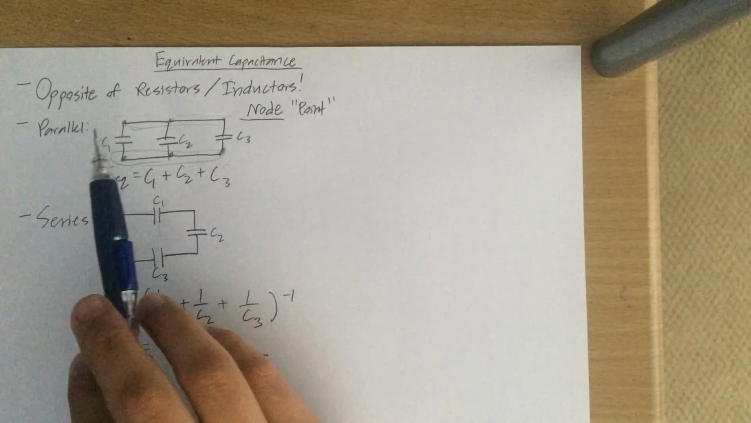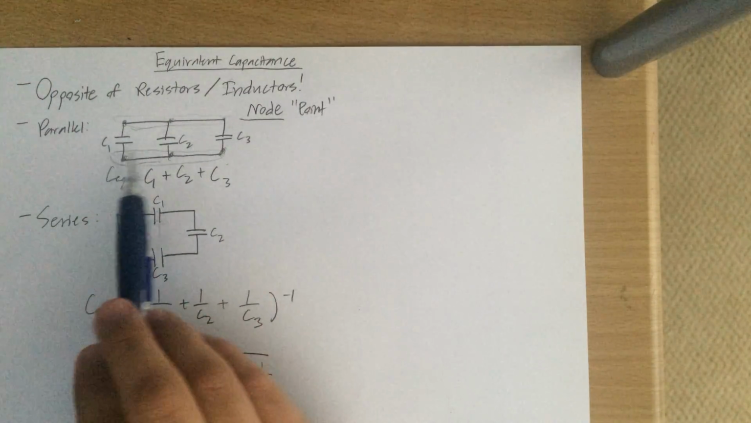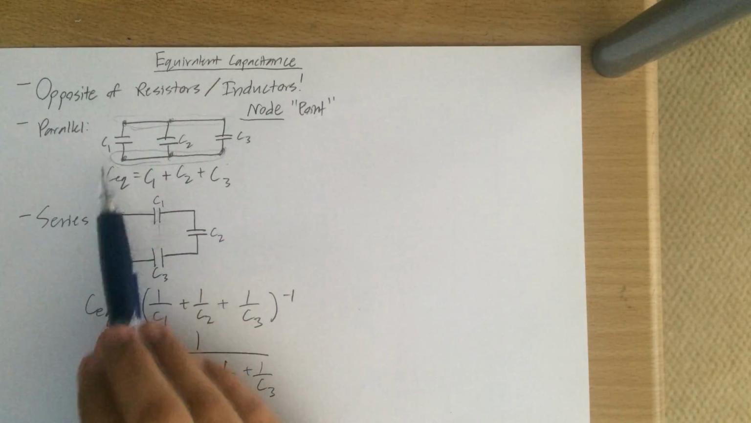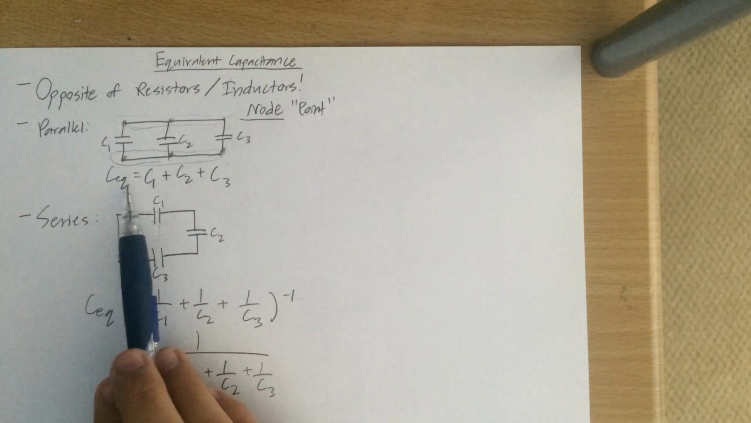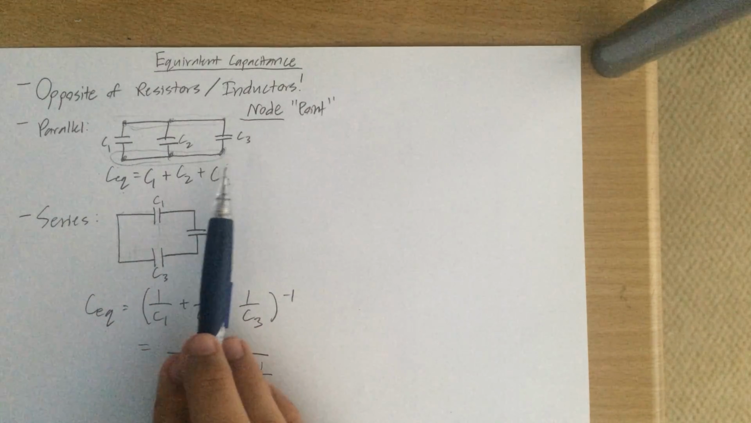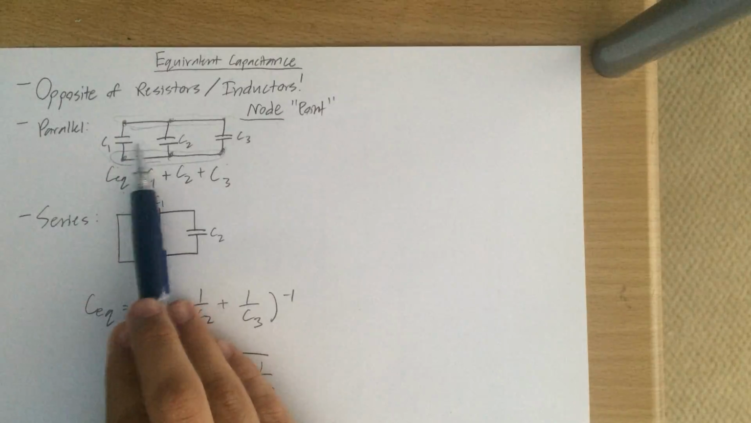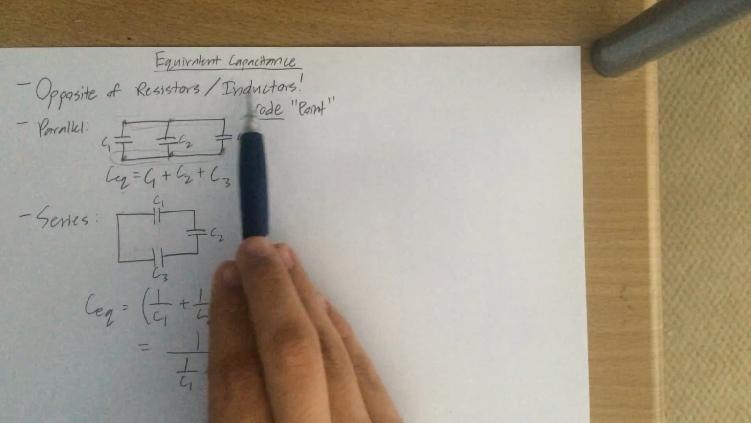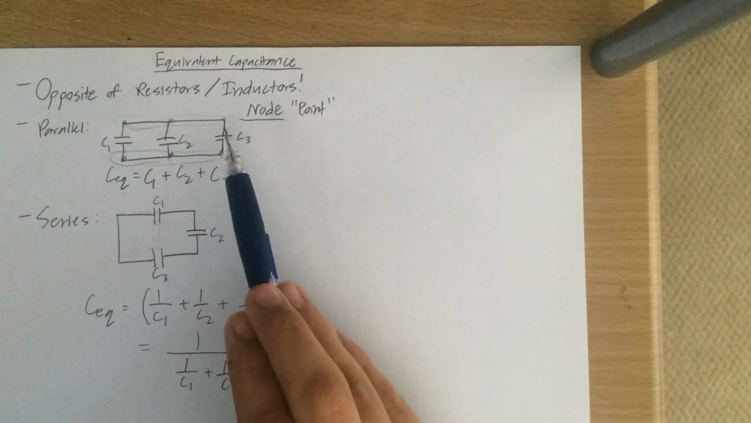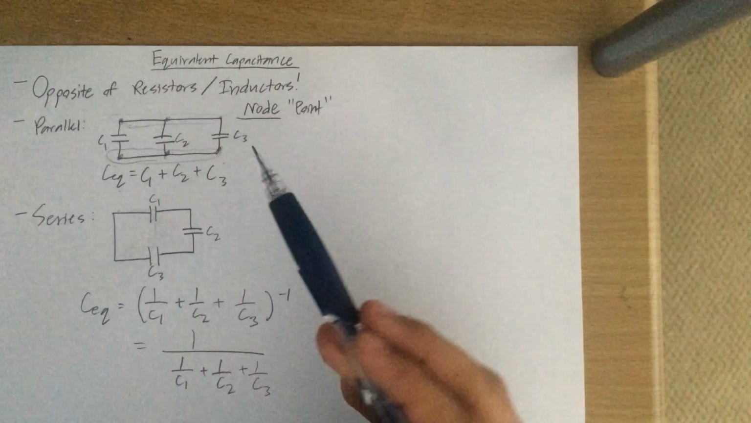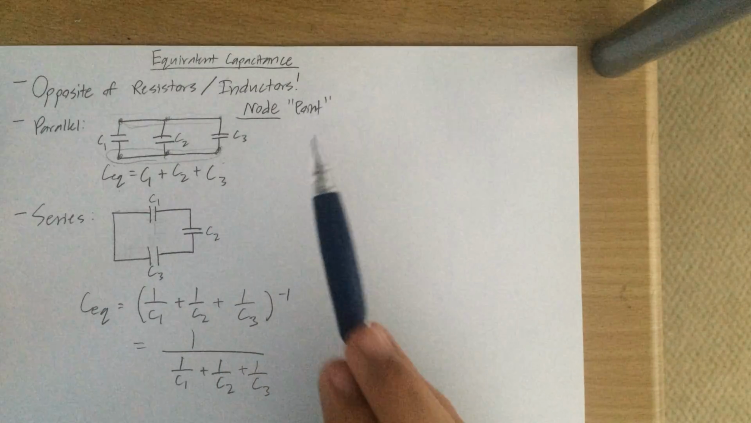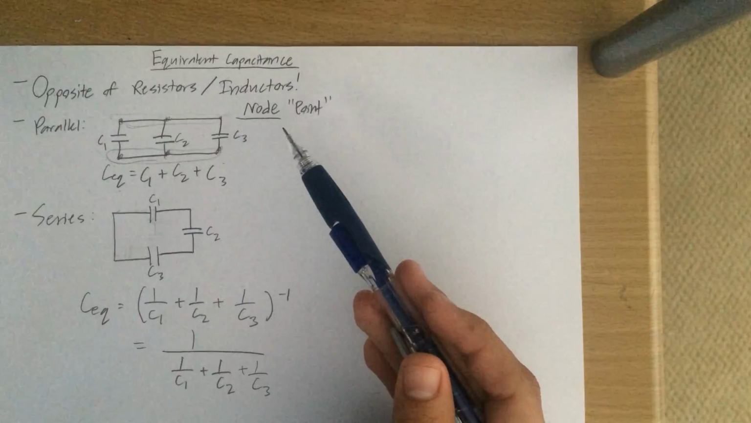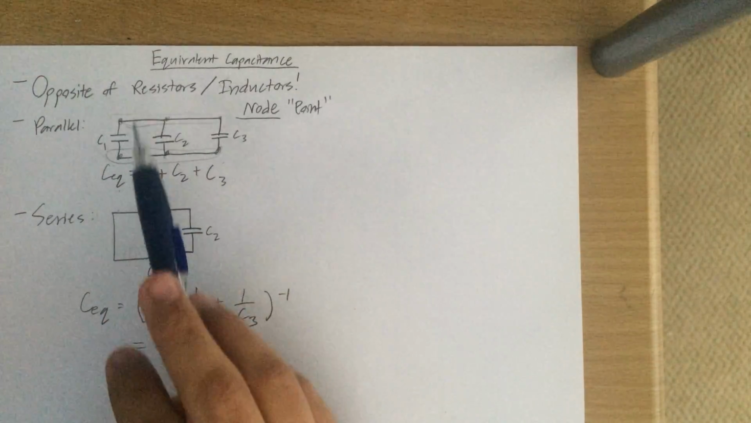And now when we have capacitors in parallel like so, we just sum up the individual capacitance values. So in this case, CEQ would be equal to C1 plus C2 plus C3. And this is basically the opposite of what we would have if we had resistors in parallel or inductors in parallel. If it were three resistors in parallel, we would use 1 over R1 plus 1 over R2 plus 1 over R3 and find the inverse of that. Alright, so that's just one example of how they work in opposite manners.